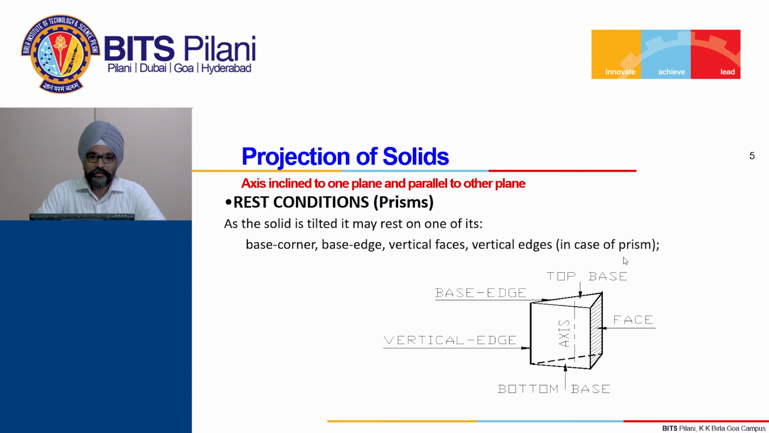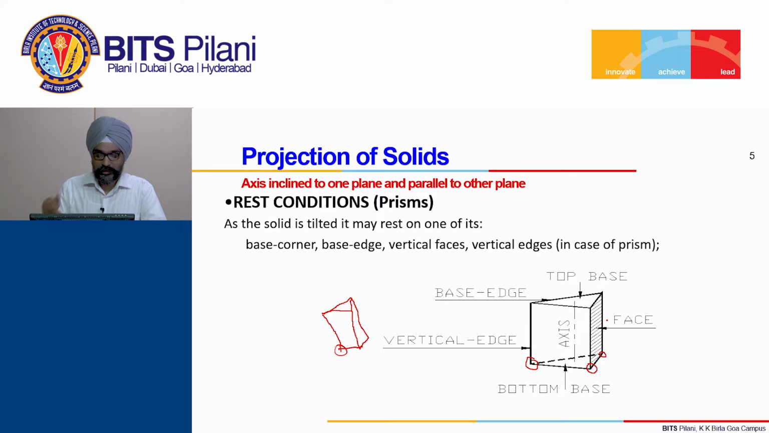In addition, the statements of the problems may include statements like it is resting. That means a rest condition. It is resting on some surface with maybe a base corner, maybe a base edge. What do we mean by that? That is what we have to understand clearly. By base corner we mean the vertices of the base, like these. If it is resting on one of the base corners, that means the solid will be tilted. So it may be said it is resting on this corner.